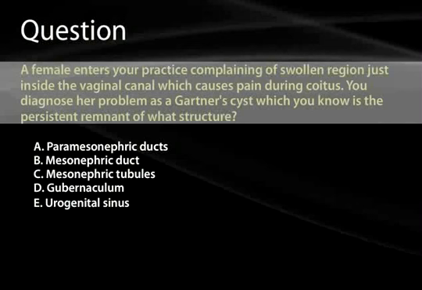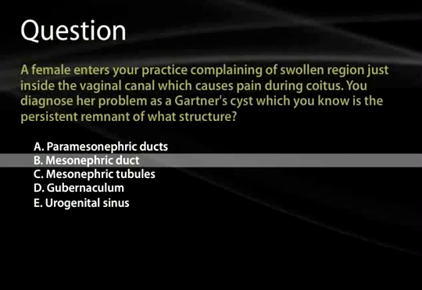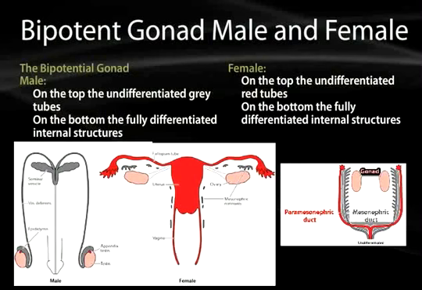Even though we haven't completed this component yet, hopefully that last introduction, where we've talked about the fact that the mesonephric duct will be used in a male but not used in a female, would suggest that that mesonephric duct will have some remnants that could cause things such as Gartner's cyst.